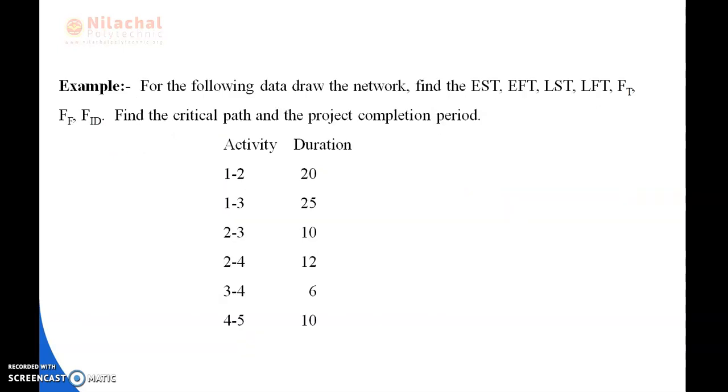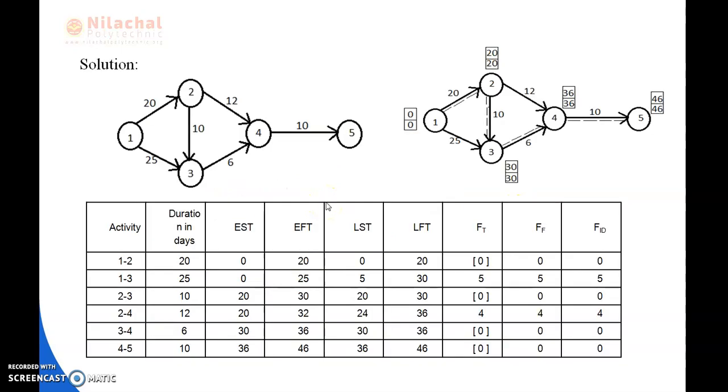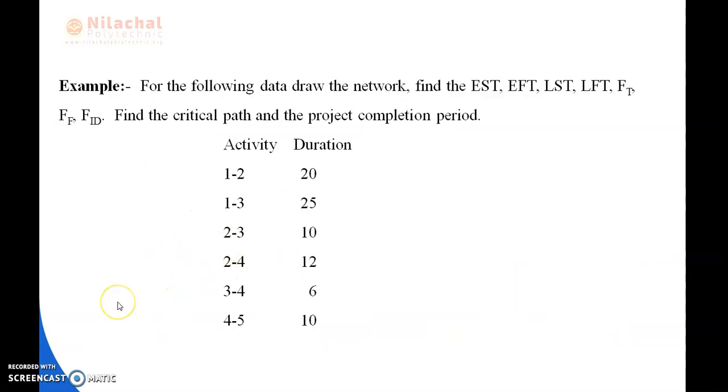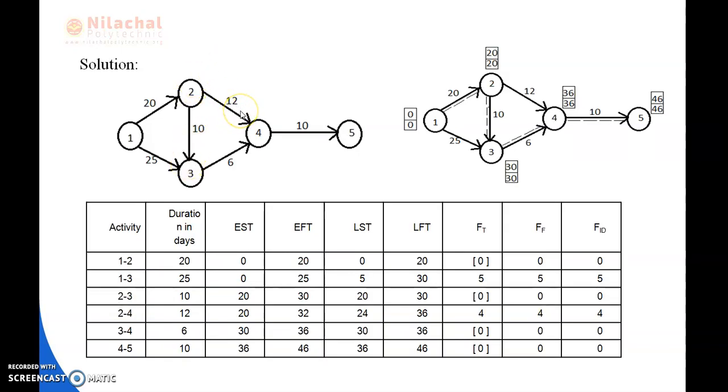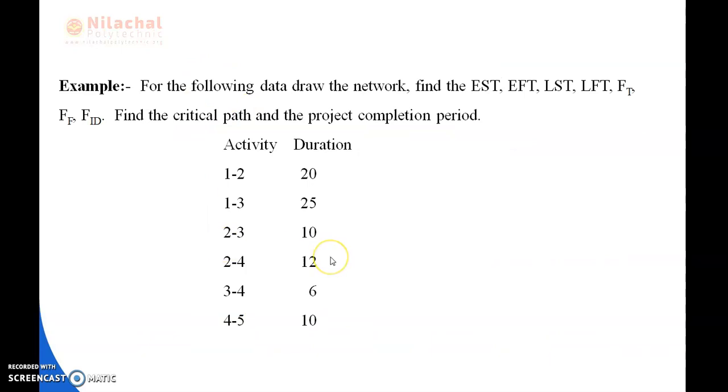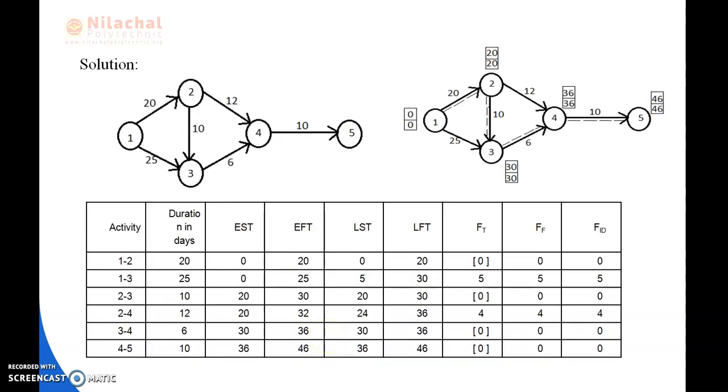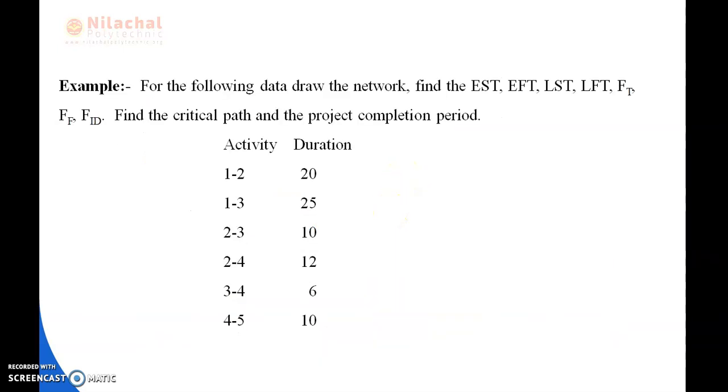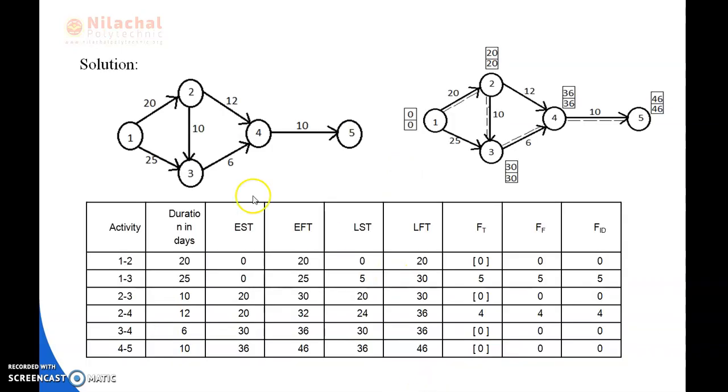Next, activity 1 to 3, duration is 25. 2 to 3, duration is 10. Next, 2 to 4, duration is 12. 3 to 4, duration is 6. And the last one is denoted as 4 to 5, duration 10. So these are all the data for the question.